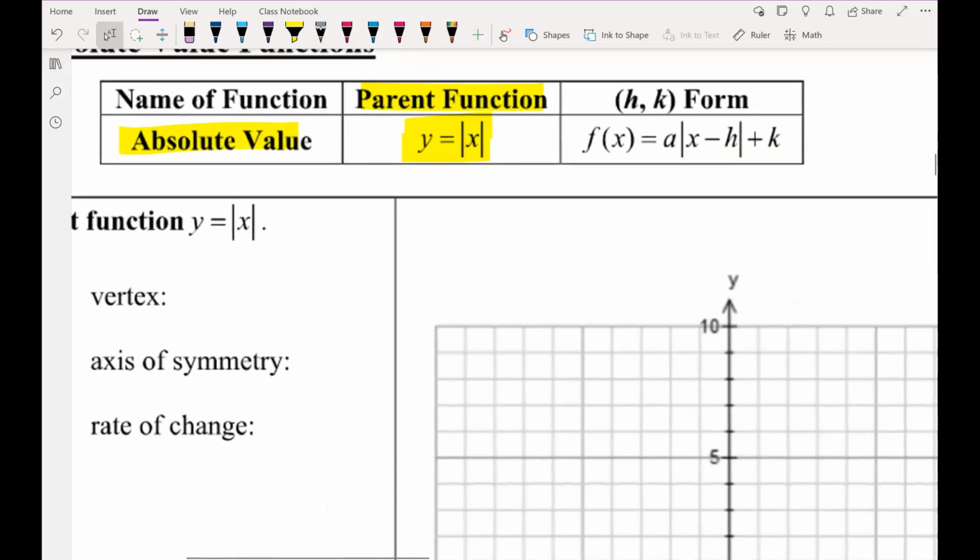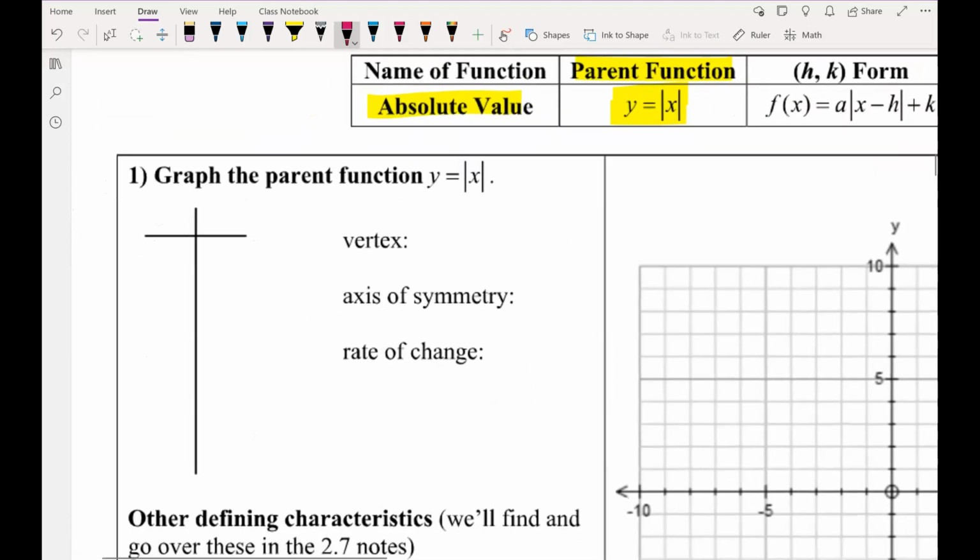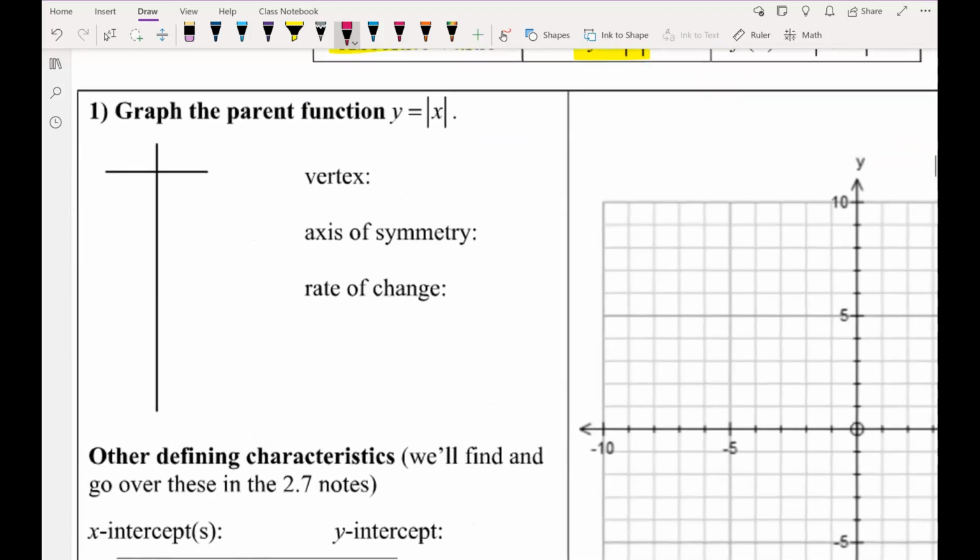Now, when we are put in HK form, you're going to see a lot more transformation. There's a value in the front called A. If that's negative, it's going to open downwards. If it's positive, we open up. The H and the K right there, that's your translation up and down, left and right. We'll go over more in detail with that later. So we will start with example 1.